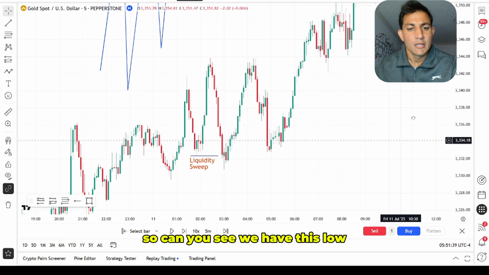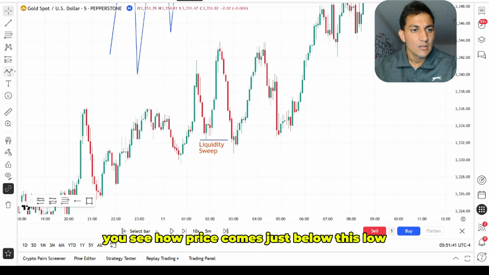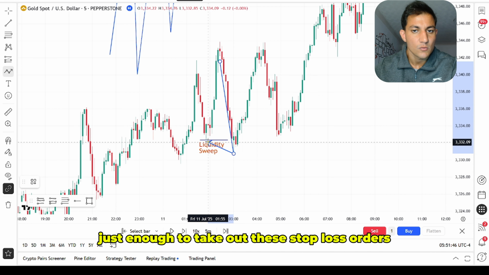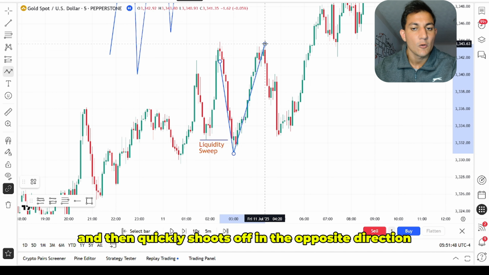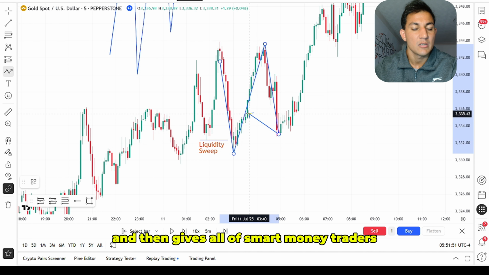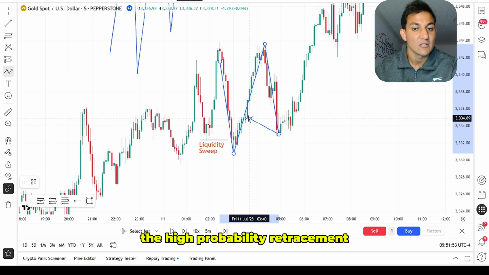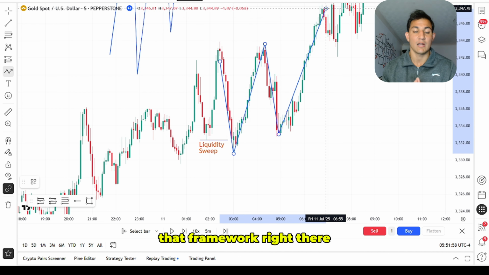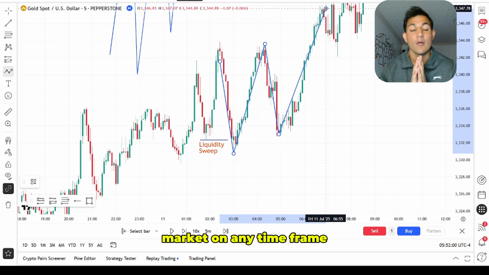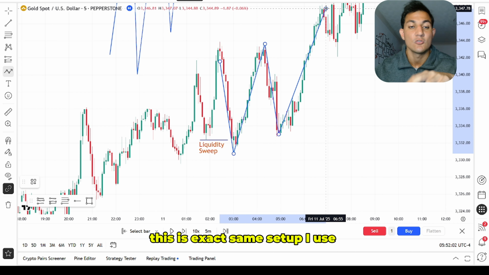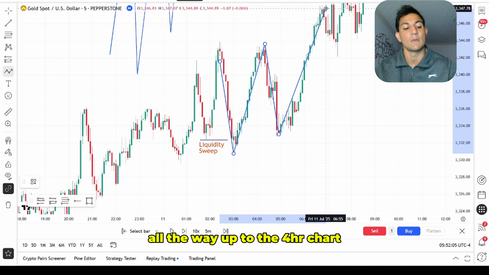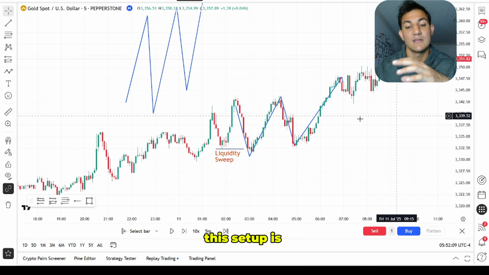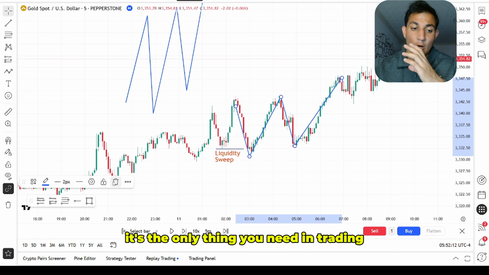So can you see we have this low? Can you see how price comes just below this low, just enough to take out these stop loss orders, and then quickly shoots off in the opposite direction, and then gives all of smart money traders the high probability retracement, nice deep retracement, and then shoots right off, right? That framework right there, you will see in every single market on any time frame. This is the exact same setup I use on the 1-minute chart all the way up to the 4-hour chart, on every single time frame in between, right? And you can go look in the comments as well if you don't believe me. This setup is insane, right? It's the only thing you need in trading.